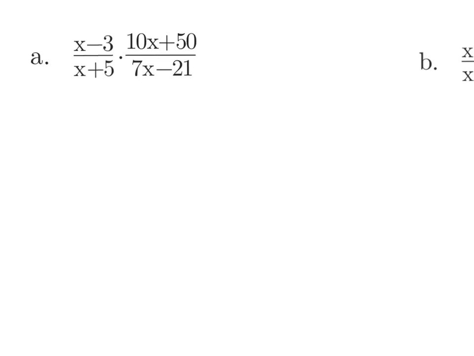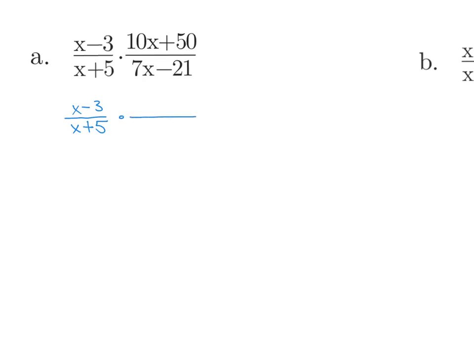In our first example, we have (x minus 3) over (x plus 5) times (10x plus 50) over (7x minus 21). To start off with, my left fraction is going to stay the same. Nothing factors out from x minus 3 and nothing factors out from x plus 5, so those are going to stay the same.